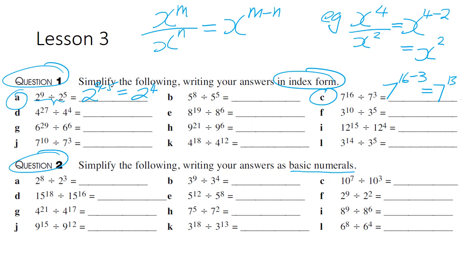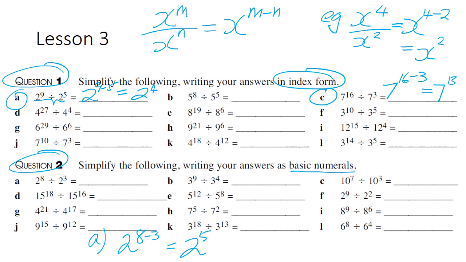Alright, so let's look at 2a. I've got 2 to the power of 8 divided by 2 to the power of 3. I'm just going to write it down at the bottom. What does 2 to the power of 8 divided by 2 to the power of 3 mean? Well, they have the same base, right? If I'm dividing, I will subtract the power. So it will be 2 to the power of 8 take 3, which is the same as 2 to the power of, what's 8 take away 3? It will be 2 to the power of 5.